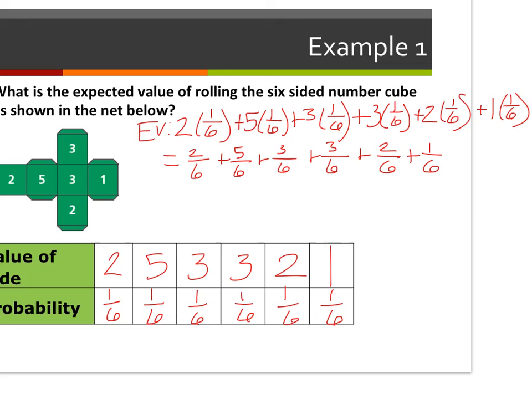I just multiplied all the whole numbers by each of the fractions, which really meant I multiplied the whole number by the numerator of the fraction. Adding these all together, you just add your numerators. 2 plus 5 plus 3 plus 3 plus 2 plus 1 gets us 16 out of 6, which reduces to, you could say, 8/3 or 2 2/3. So expected value is about 2.6 repeating.